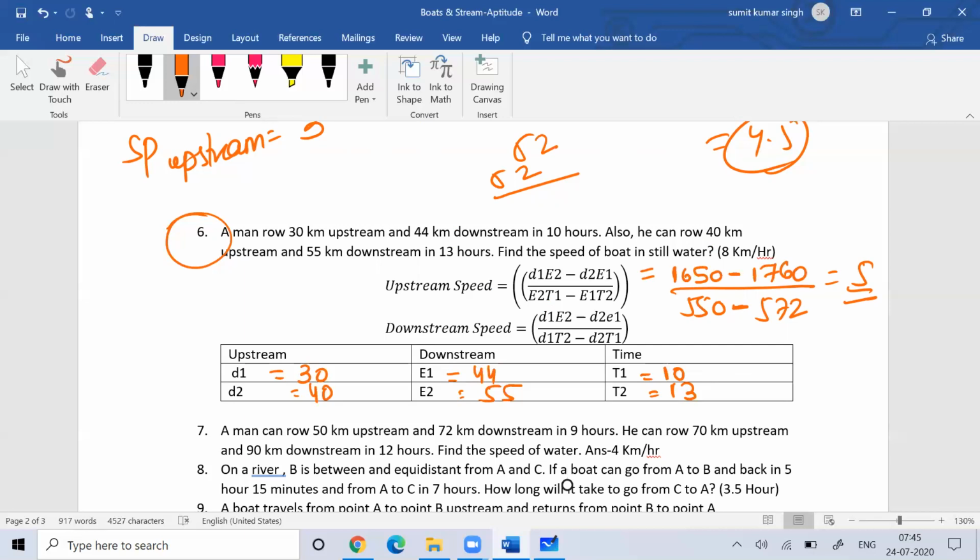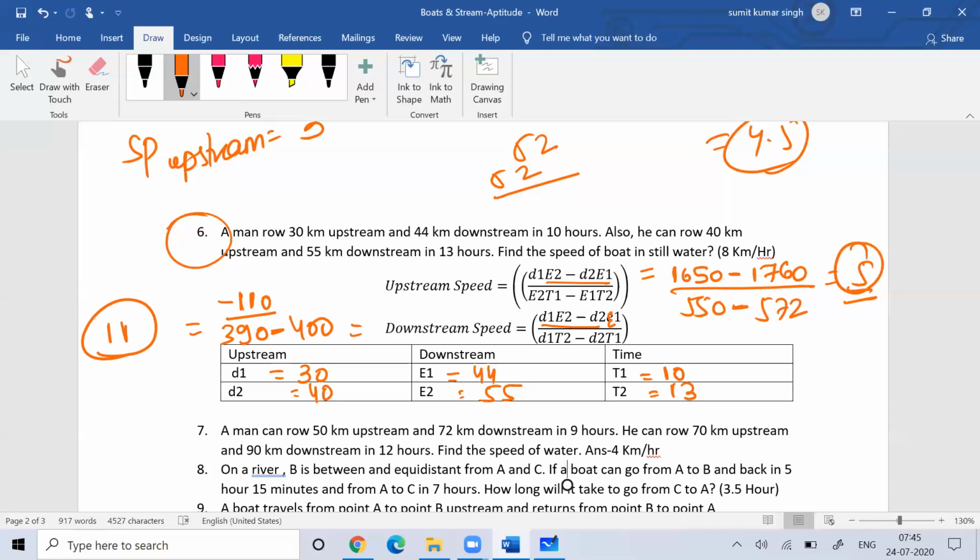Then the downstream speed. The numerator remains the same, 110; the numerator is the same for both. Now the denominator is D1 T2 minus D2 T1. D1 T2 means 13 into 30, which is 390, minus D2 T1, which is 400. So the downstream speed is 11, and the upstream speed is 5.